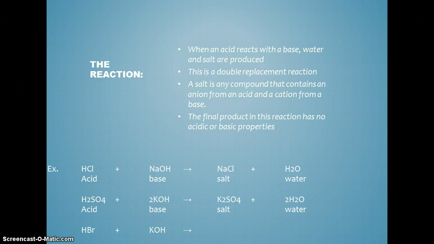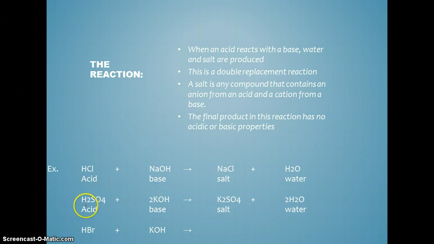So in our examples, you can see that we have HCl, which is an acid, reacting with NaOH, which is a base. The H and the Na are the cations, so they're the ones replacing each other. So the H goes with the OH to make water, and the Na bonds with the Cl to make the salt, which is sodium chloride. Now this one is in a 1-to-1 mole ratio.